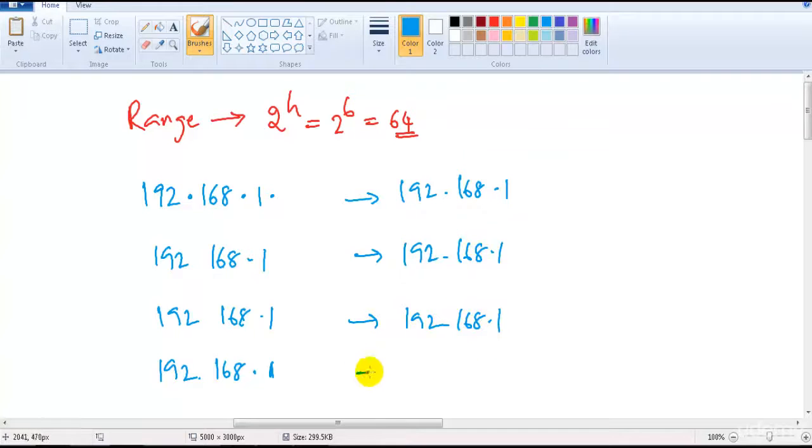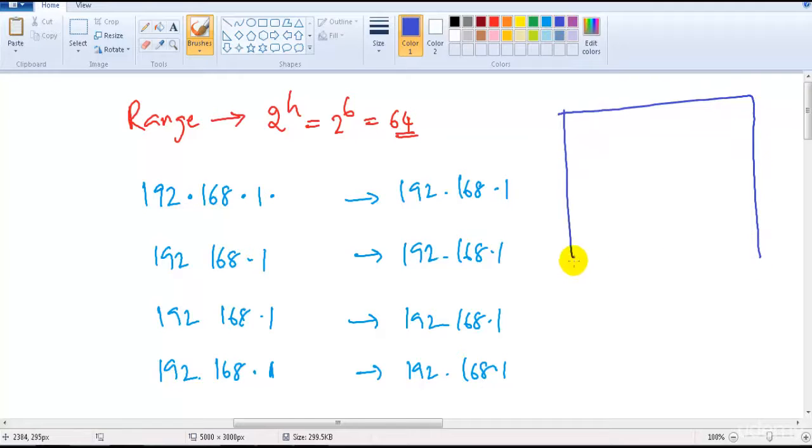Okay, so now writing the range is always based on 2 to the power of h value, as I discussed. Right now the default size of the C class network is how much? It starts at 0 and ends at 255. So that is the default size of the network. Now this network is further divided into multiple small networks. I'll get 4 networks, because 64 into 4 is 256.